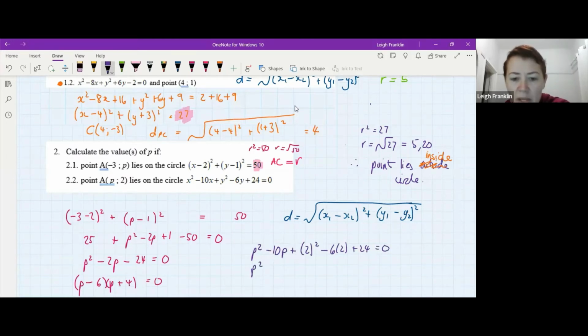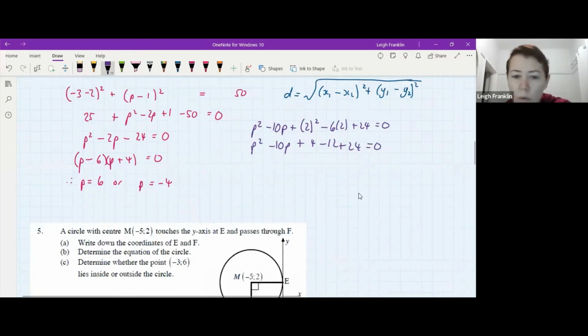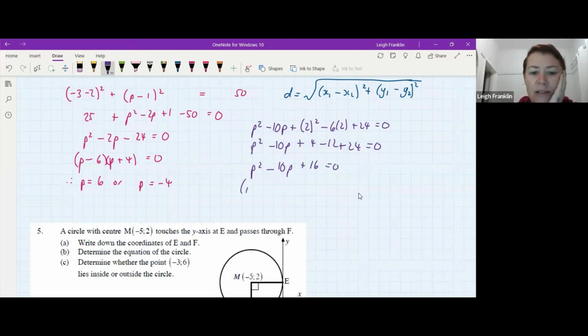I ended up with p squared minus 10p, and then plus 4 minus 12 plus 24 equals 0, which gives me p squared minus 10p, and 4 minus 12 plus 24 is negative 8 plus 24. So negative 8 plus 24 is 16. And then I factorized and said p minus 8, p minus 2 equals 0. Either p is 8 or p is 2. And that's how I got my answer.